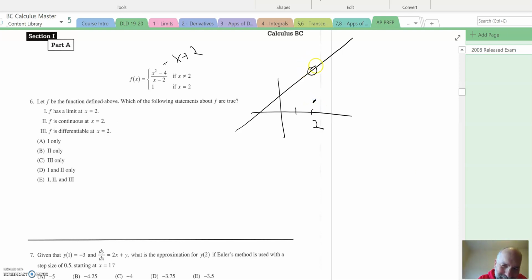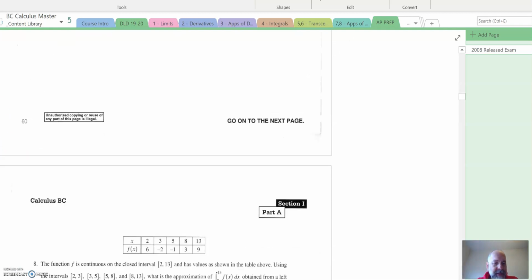I can't erase just inside there because I'll just erase the line, right? But that should do. So what's going on? Does it have a limit? Yes, it has a limit because it's coming together. That doesn't matter. Is it continuous? No, therefore it's not differentiable. Answer A. Next one, number 13.